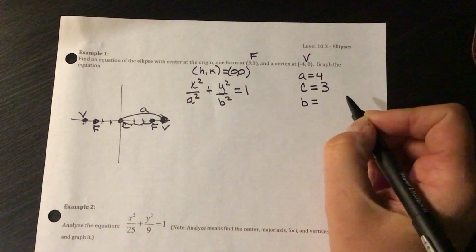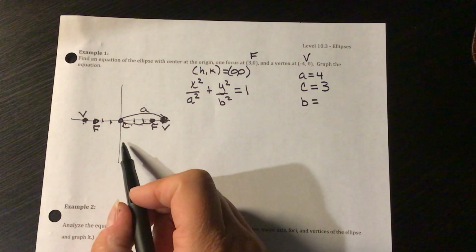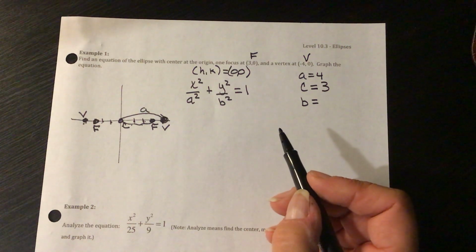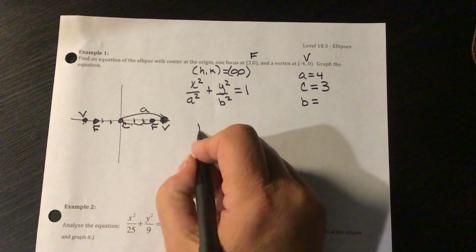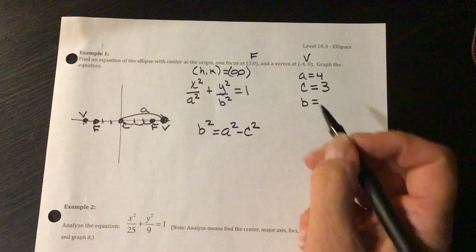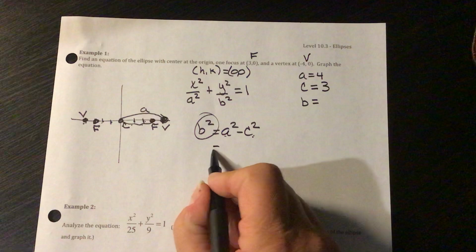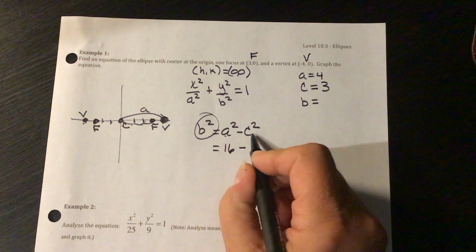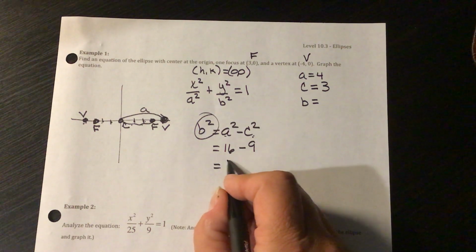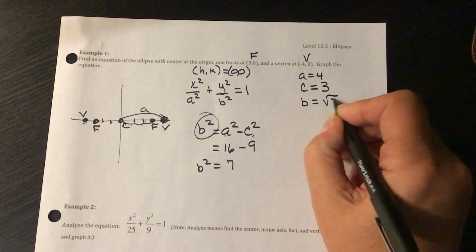What I really need to know is where my vertices are along the short axis. So I'm going to use the formula from the other page: b squared equals a squared minus c squared. I want to find b squared, so I'm going to plug in a squared and c squared. a squared is 16 minus c squared is 9, and this gives us 7. So b squared is 7, and b is going to be the square root of 7.